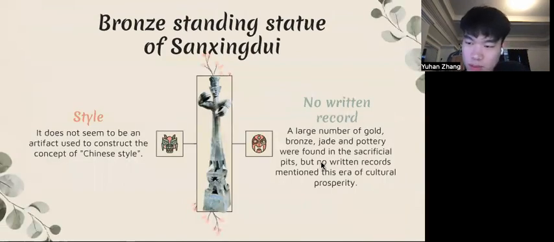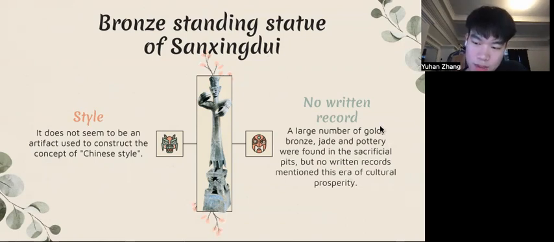The next work was found in Sanxingdui, an ancient culture whose complex was completely discovered in recent years. It is totally different from the ancient Chinese style. Some people even call it an alien civilization.